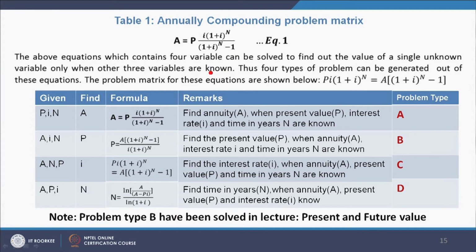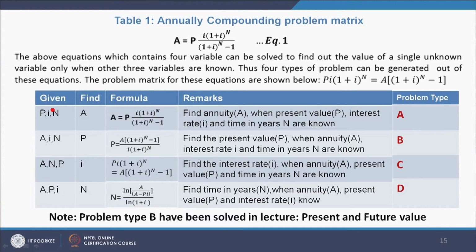Now, consider the annually compounding problem matrix. We have this equation, and if you see the above equation, which contains 4 variables, it can be solved to find the value of a single unknown variable only when the other 3 variables are known. That means 4 types of problems can be generated out of this equation. The problem matrix of this equation is shown below.